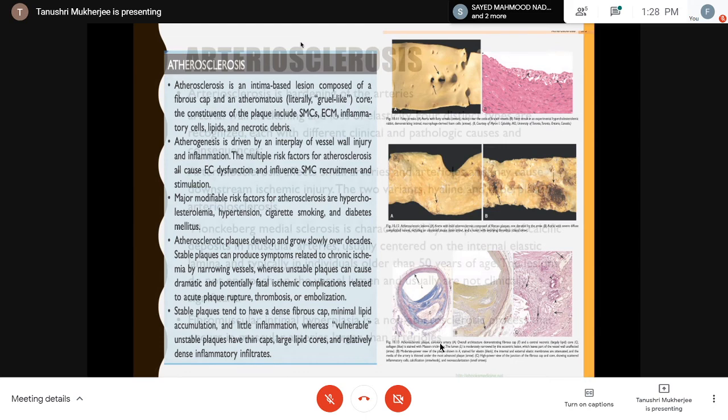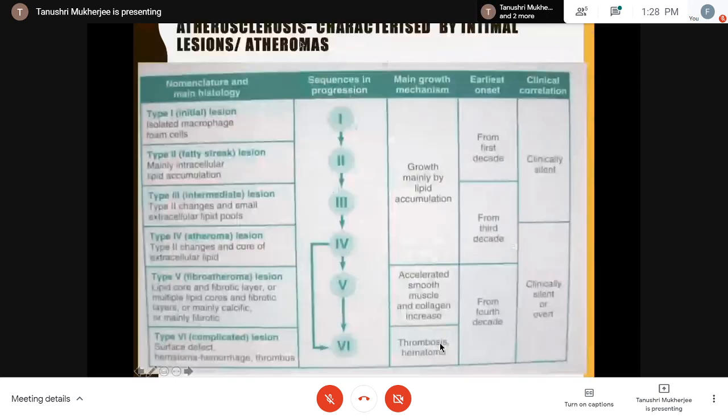So here you see intimal lesion and how it progresses. Type 1 is the initial lesion. Type 2, fatty streak, mainly intracellular lipid accumulation. Then there are extracellular lipid pools, intermediate lesion. Then there is the atheroma. Type 4 is a type 2 change with core of extracellular lipids. Then type 5 is a fibroatheroma. And type 6 is a complicated lesion with surface defects, hematoma, hemorrhage, and thrombus formation.